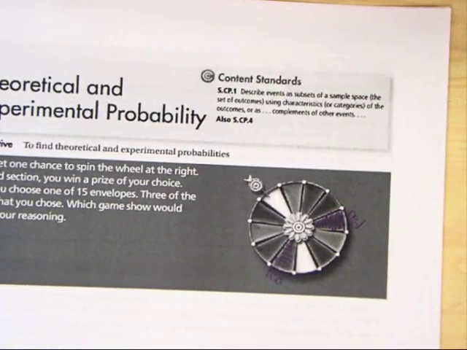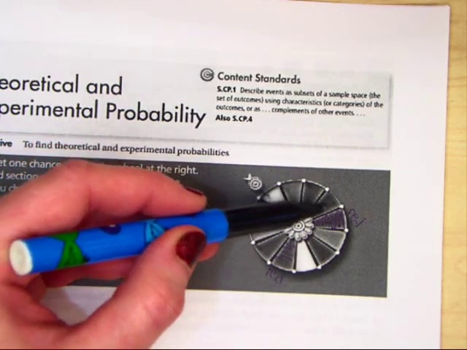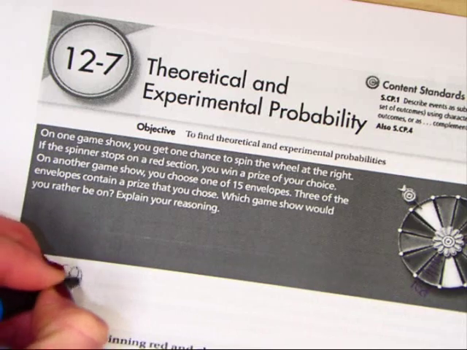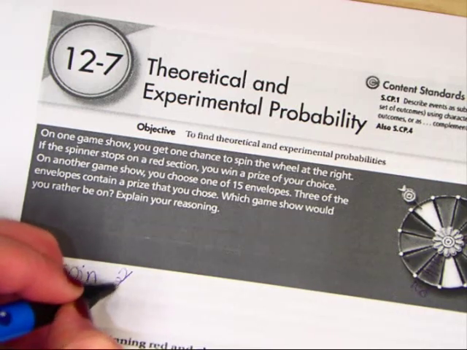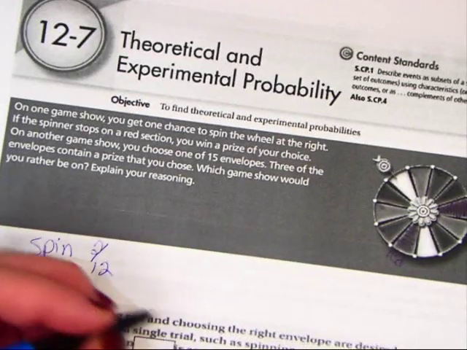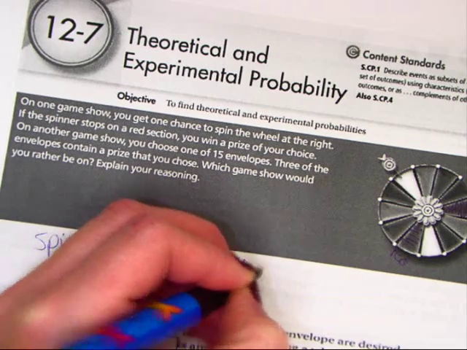So when we spin the spinner, we got to count how many things that we have. So let's count them up. 1, 2, 3, 4, 5, 6, 7, 8, 9, 10, 11, 12. So with the spinner, we have 2 reds out of 12. And with the envelopes, they told us that it was 3 envelopes. It was a 3 out of 15 chance.